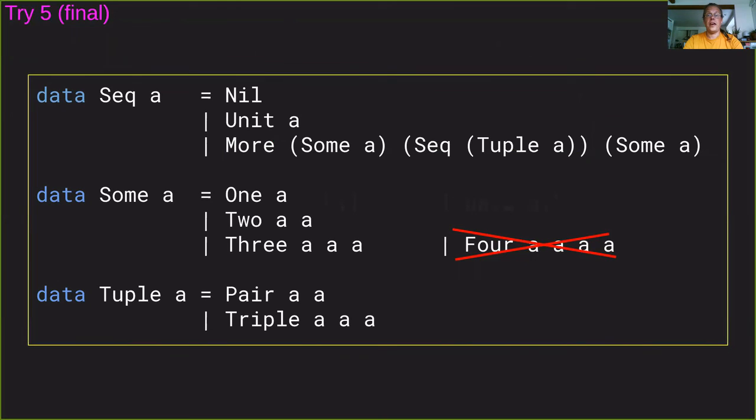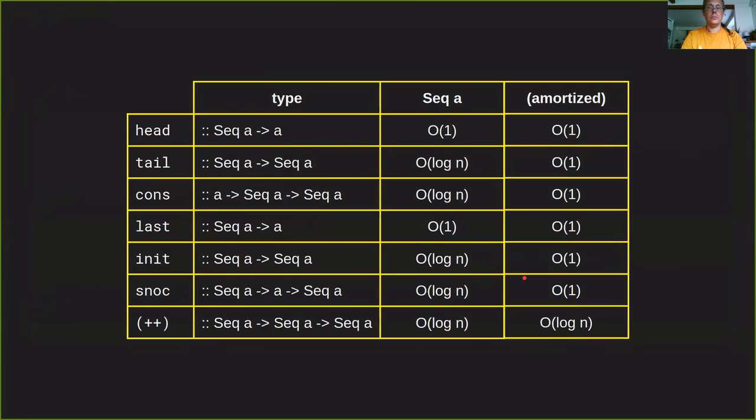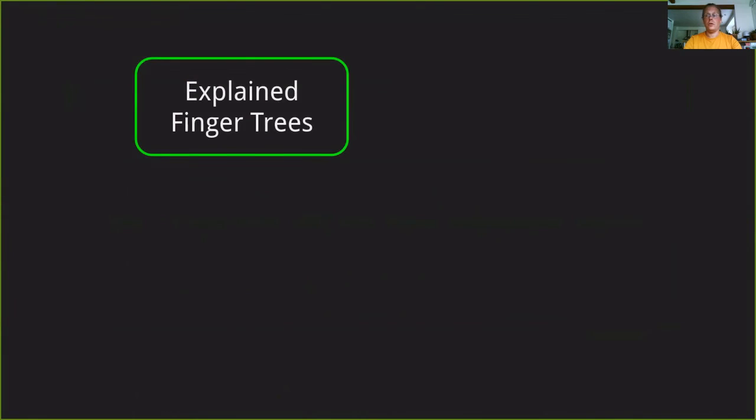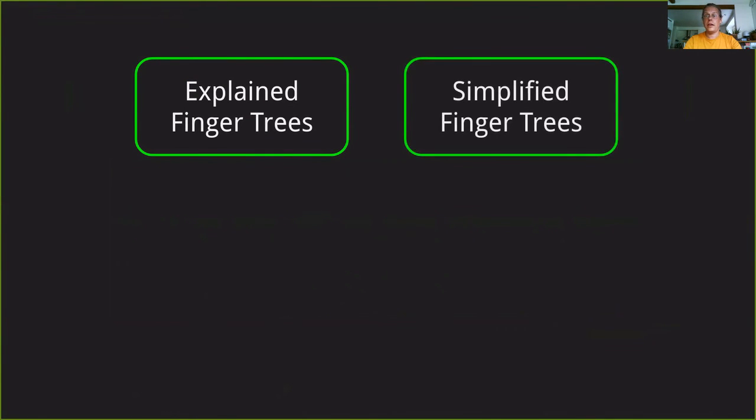Okay, so this is the final data type that you saw before, and incidentally, it's simpler than Hinze's and Paterson's data type because they had an extra constructor 4 in their implementation. And these are all the complexities that we satisfy. So to sum up, we explained finger trees, and we managed to even simplify finger trees.